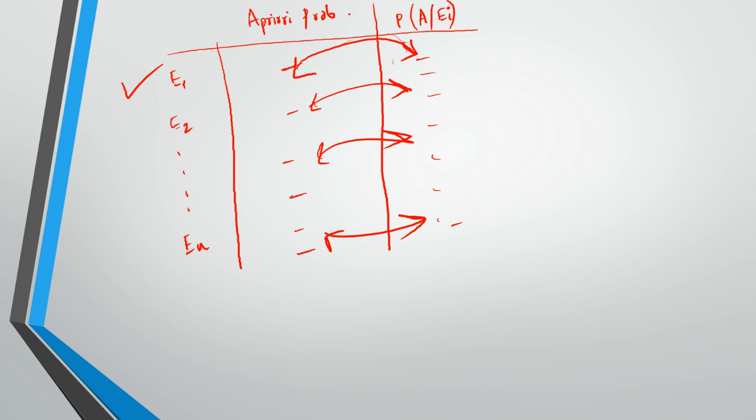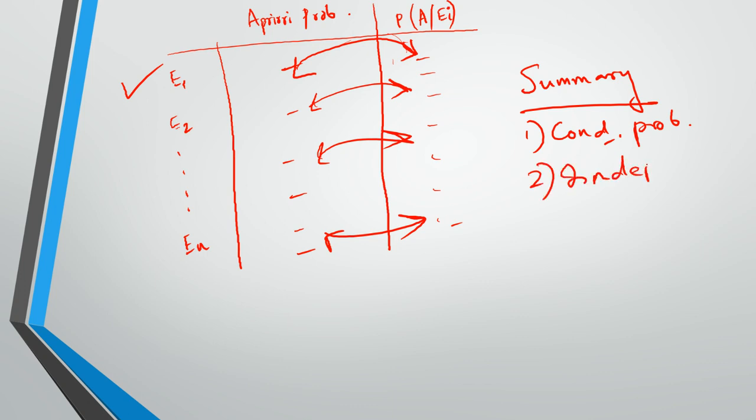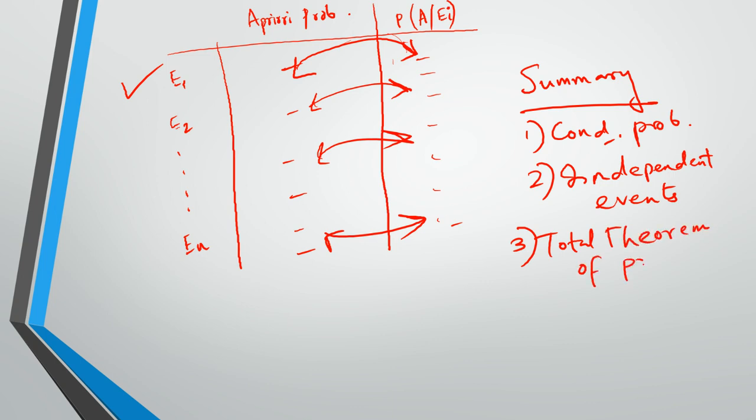Okay. So just to summarize what we learned here, we did conditional probability, independent events, right? We understood the total theorem of probability and Bayes' theorem, right? And we solved a couple of examples to clearly understand these concepts.